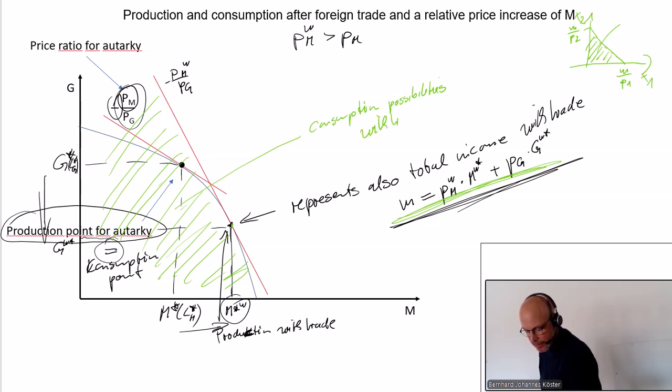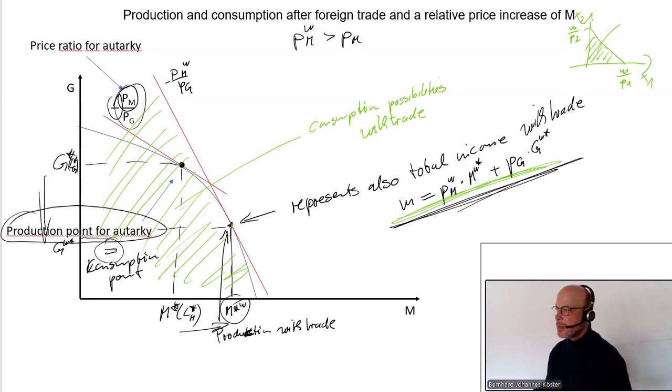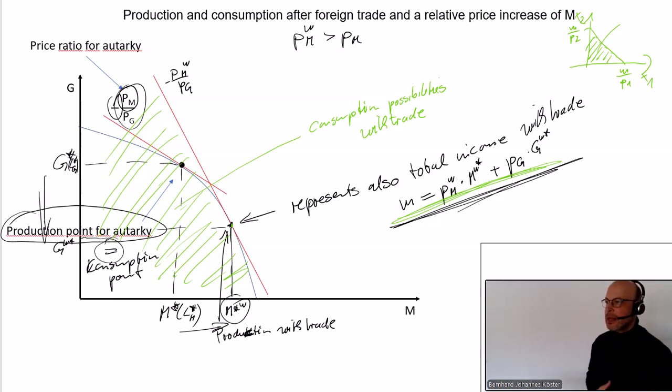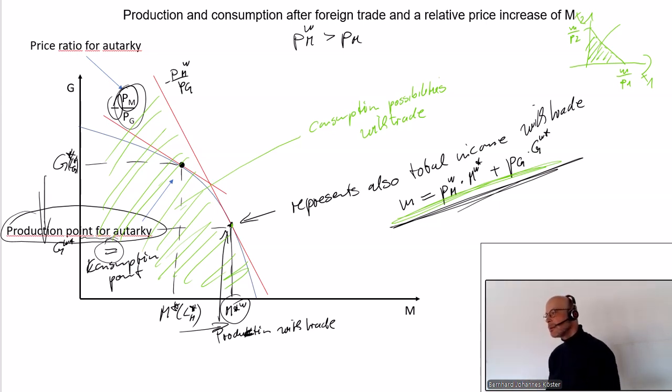With trade, our consumption point and our production point do not have to coincide anymore. As we have done it qualitatively, looking at the workers, now we also have to compare these green area consumption possibilities with the starting point. Let's take a new color. And now we ask ourselves, can we now be better off than this point? This is now the question.